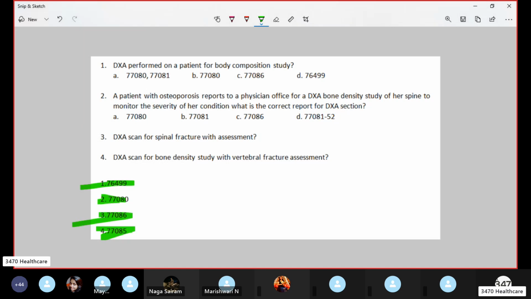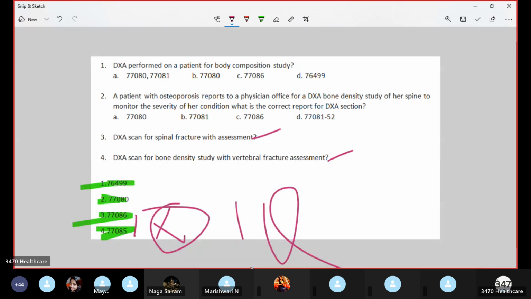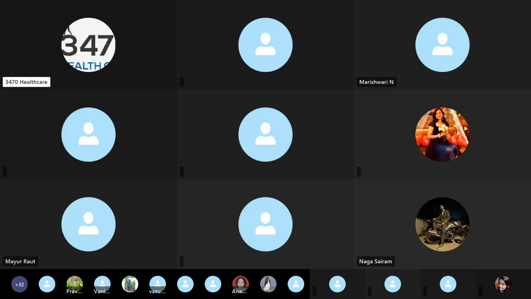Okay. Last two: 77086 and 85. That is very important. From this one question is compulsory, it will come in the exam. So you need to know this.